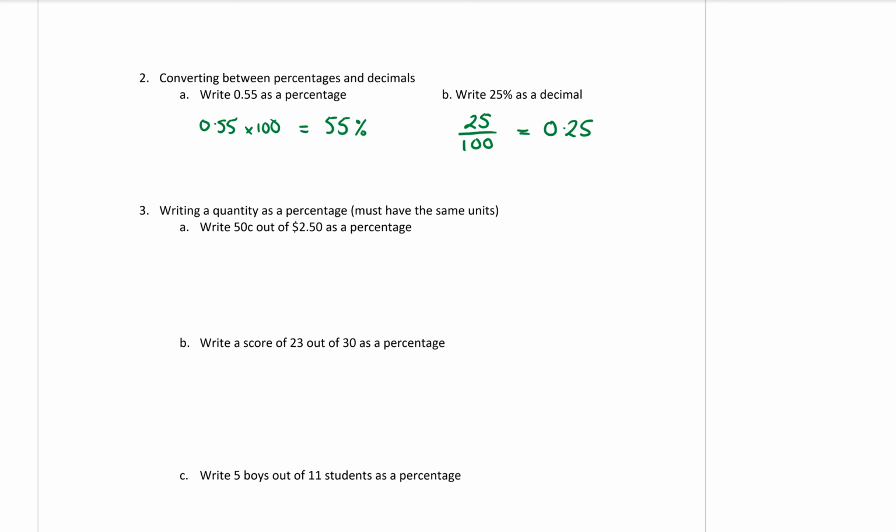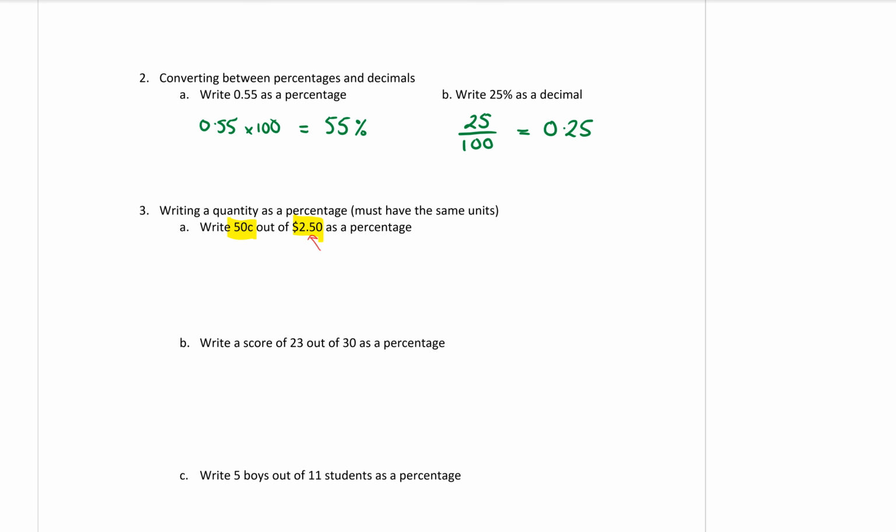Okay, question 3. Writing a quantity as a percentage, and it's giving you a hint in the brackets there. You must have the same units. So I've got 50 cents and I've got $2.50. Okay, so they're not the same units. I have to make them the same before I can do my percentage. Now, it's always easier to change the bigger unit. So dollars is bigger than cents, right? So I'm going to change $2.50 into cents.